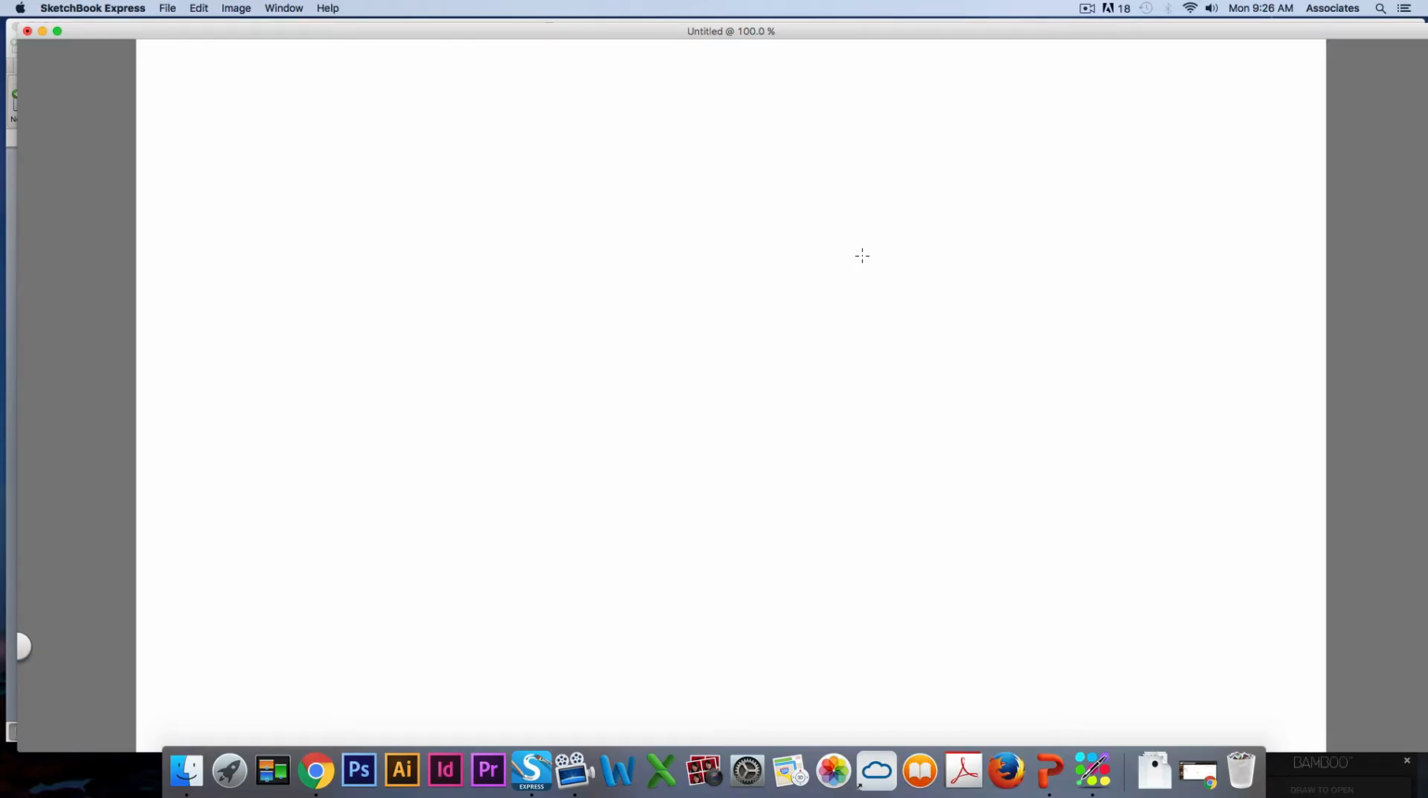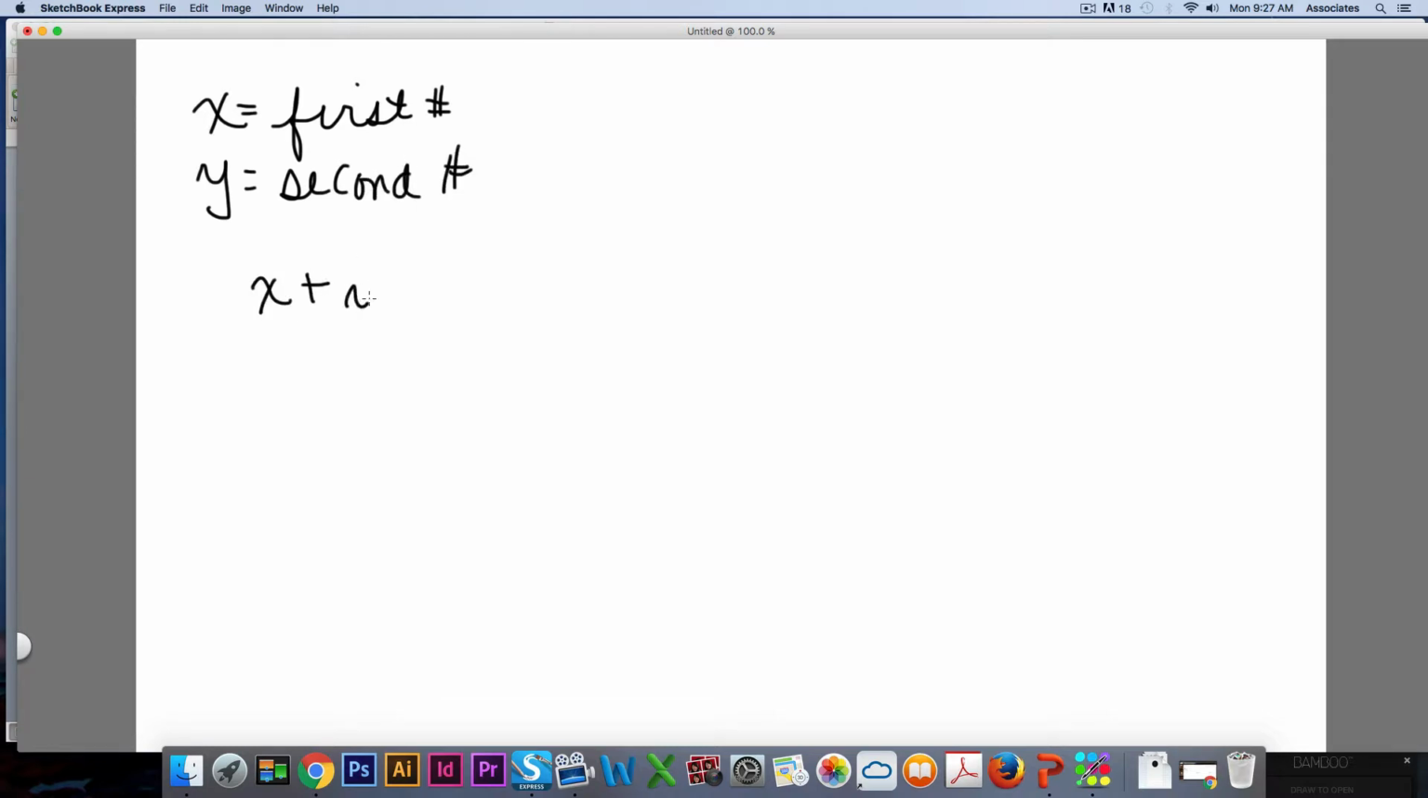Let me just flip over in my notes, and I'm going to let X equal the first number and Y equal the second. So X equals the first number, and Y is going to equal the second number. All right, so it said the sum of the two numbers was equal to 8. X plus Y equals 8. The difference was equal to 2. And we want to solve both these equations.